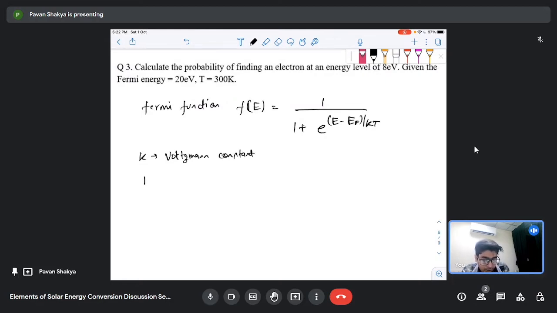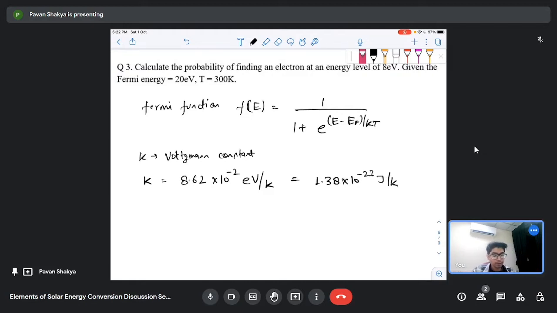And the value for k is 8.62 × 10^-2 electron volt per Kelvin. Or if we want to write it in joules, then it is equal to 1.38 × 10^-23 joule per Kelvin.